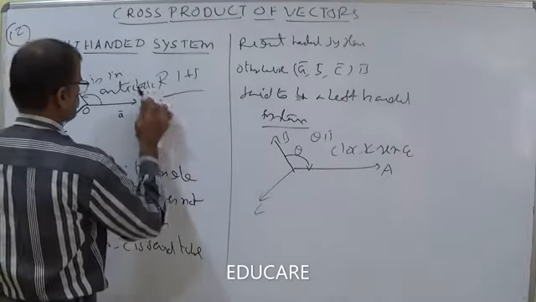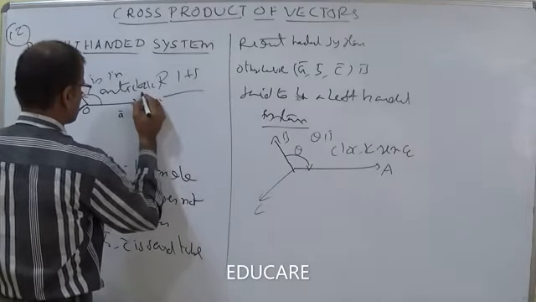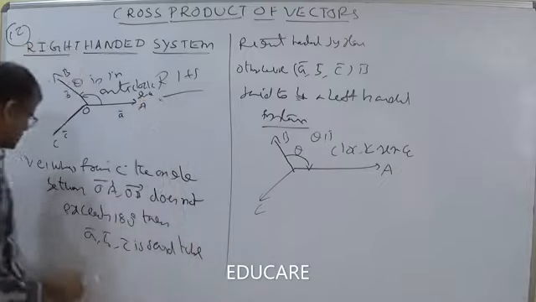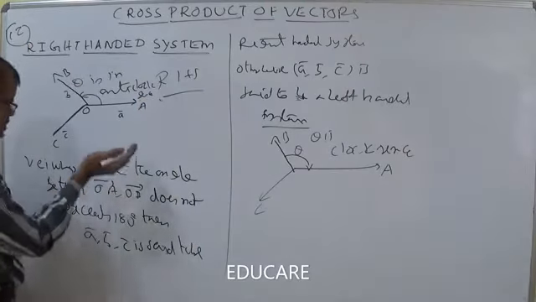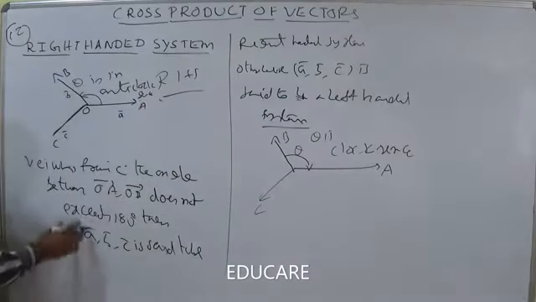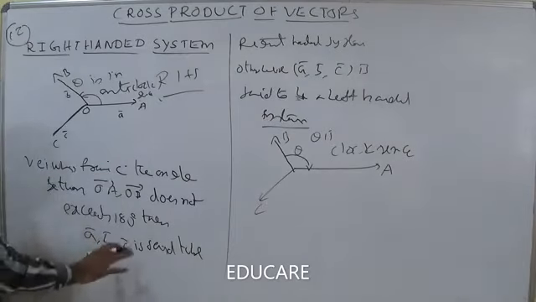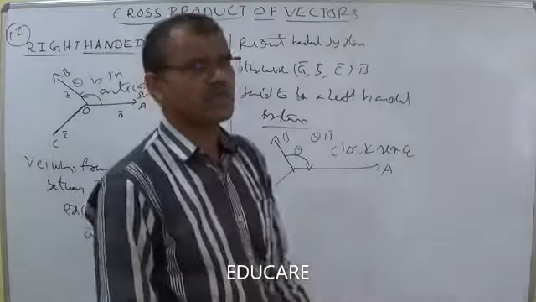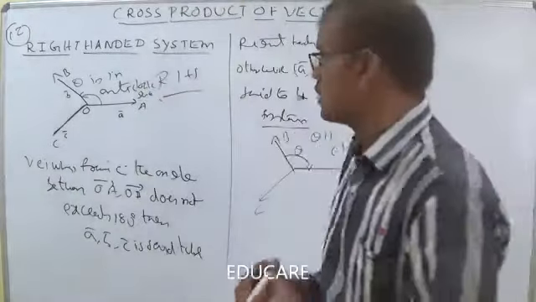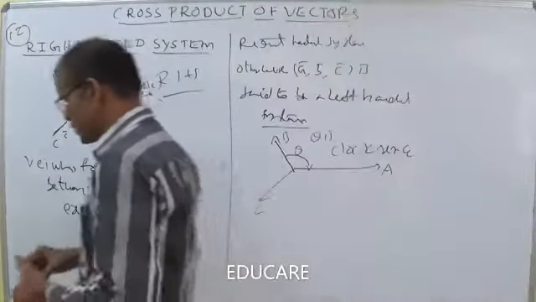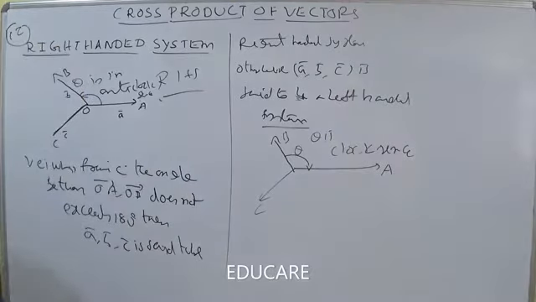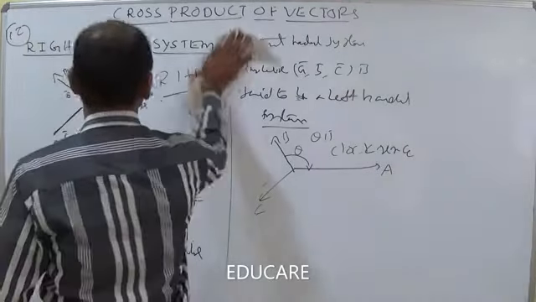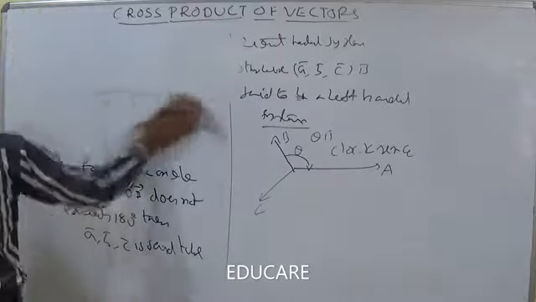So whenever the angle theta is in the anti-clock sense, it is the definition. Viewing from C, if the angle between OA and OB does not exceed 180, then A, B, C is said to be a right-hand system. Otherwise, theta is in the clock sense, in the negative direction. If theta is in the positive direction, it is a right-hand system. If theta is in the negative direction, it is a left-hand system.